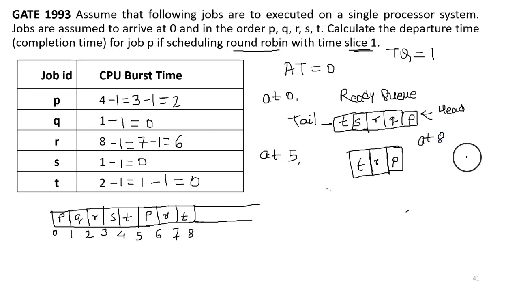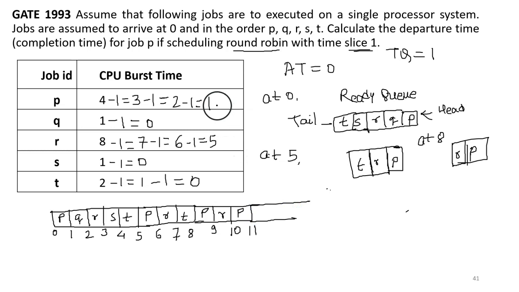At 8, our ready queue will have process P and process R. So after T, CPU will be assigned to P for unit time 1, total time is 9, and the remaining time for job P is 1. After P, CPU will be given to R. R will hold CPU for 1 unit, that is time quantum, and remaining time for R is 5. After R, CPU will be assigned to P for unit time 1, and here P's remaining time is 0, means P is successfully executed, and CPU will be given to R.